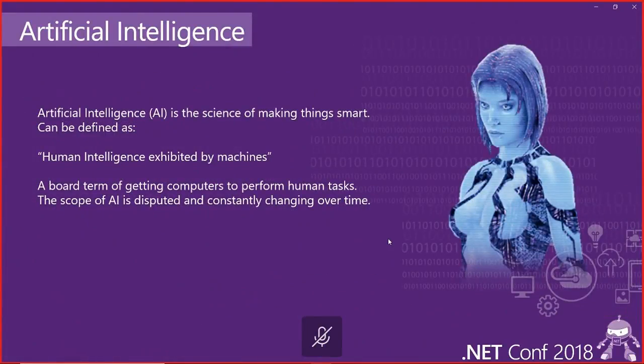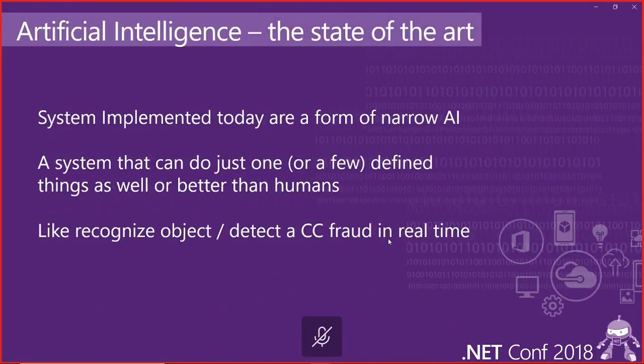So, artificial intelligence. Artificial intelligence is a branch of science, the science of making things smart. It can be defined as human intelligence exhibited by machines. This is artificial intelligence in general. Now the state of the art, what we can do today with artificial intelligence. Don't think of the artificial intelligence of Terminator. We are not there. We won't be there.